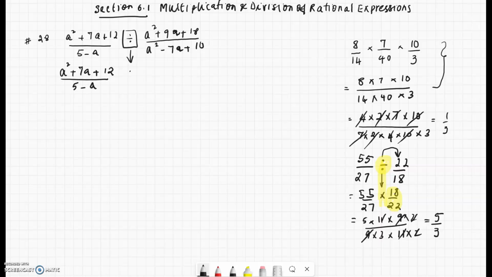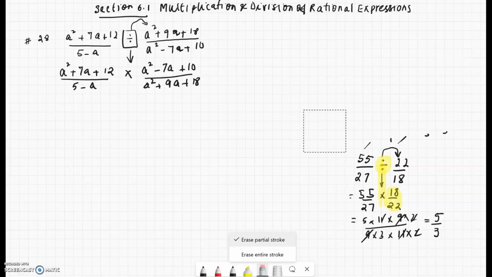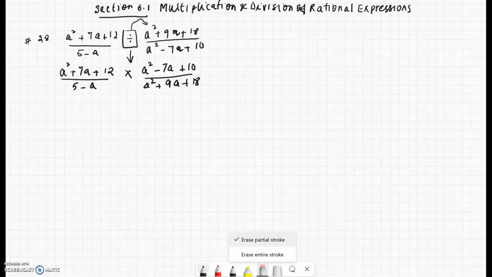Now we change division to multiplication and we flip the one fraction to the right. So the rational expression to the right is flipped, and we have a squared plus 9a plus 18. Now each of these has to be factored. So let's factor each of these expressions and then we'll put it all back together. Remember, we have to factor and then cancel common factors.